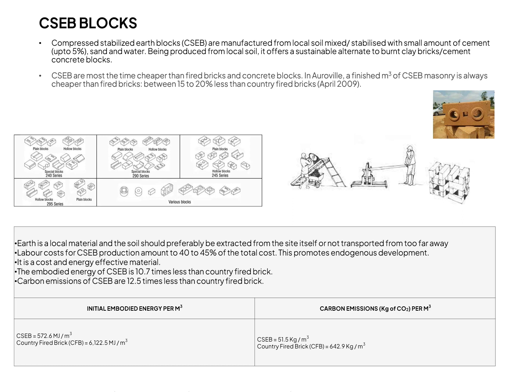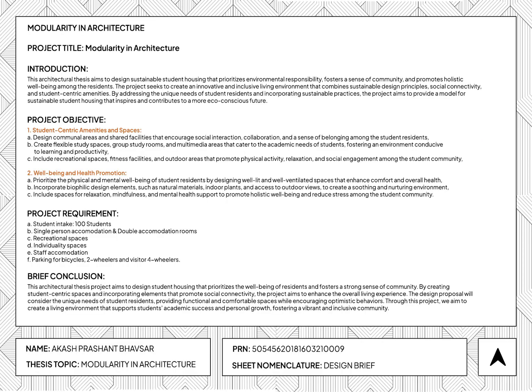Compressed earth blocks are bricks made by mixing about 5% of cement, sand, and water. Being produced on-site, they provide a better alternative to burnt clay bricks or cement concrete blocks. They also require less energy for formation as compared to standard bricks.